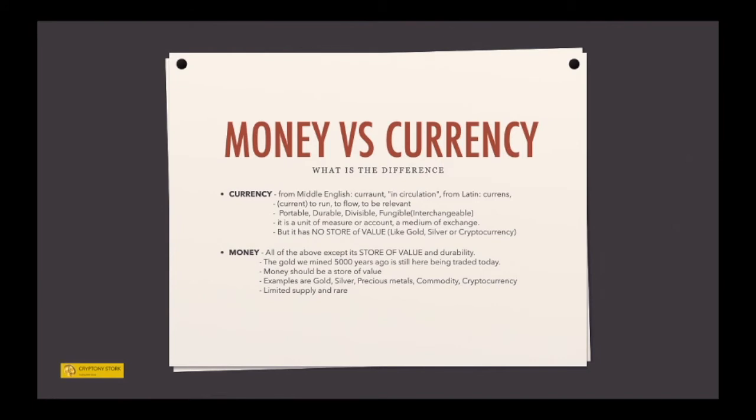100 grams of gold right now in this country is also worth 100 grams of gold in another country. If there is war, gold is still valuable. It's indestructible because that's a characteristic of wealth. You cannot destroy wealth. The gold we mined 5,000 years ago is still here on Earth, being traded today. Examples are gold, silver, precious metals, diamonds, commodities. What are commodities? Sugar. Tea blocks have been used as a currency, cryptocurrency.